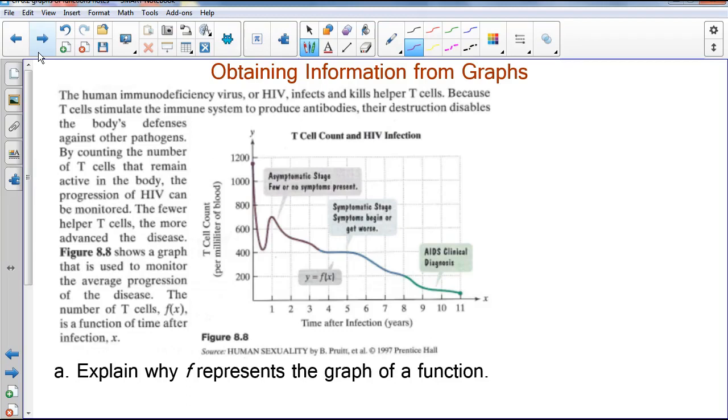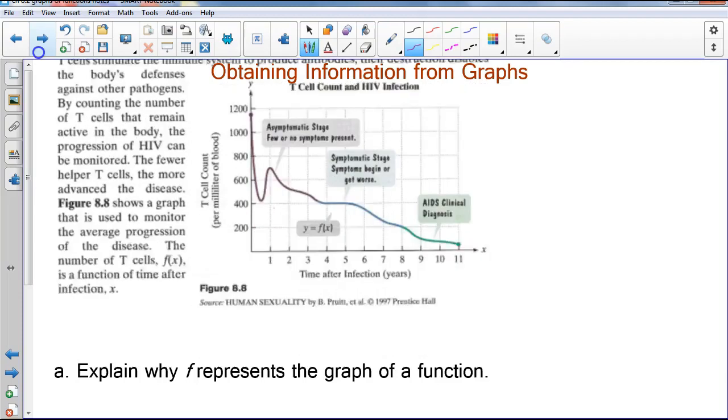Figure 8.8 shows a graph that is used to monitor the average progression of the disease. The number of T cells, f of x, is a function of time after infection, which is x. So time is your independent variable, because time is going to determine how many T cells you have left, which is why the T cell count is your dependent variable on the y-axis.